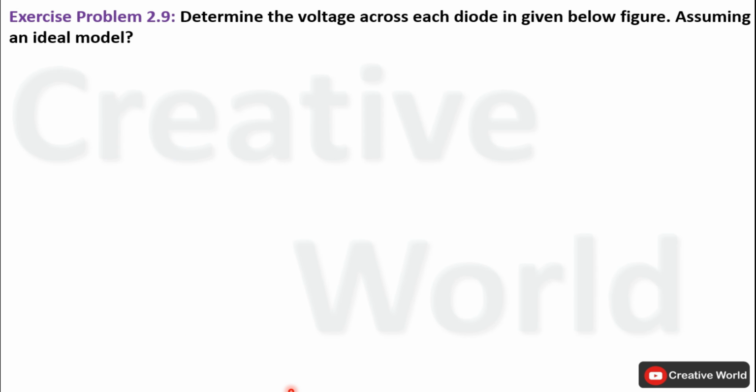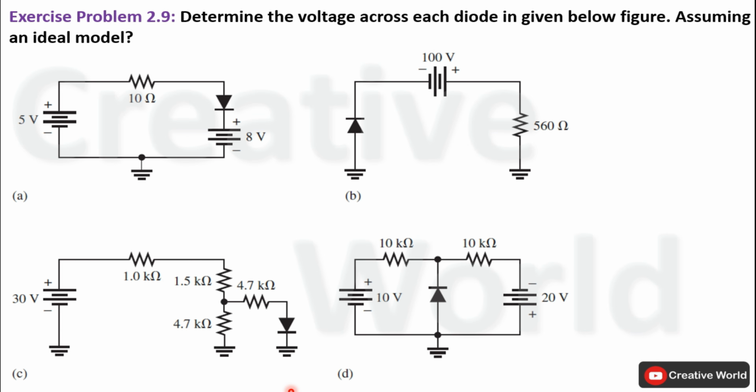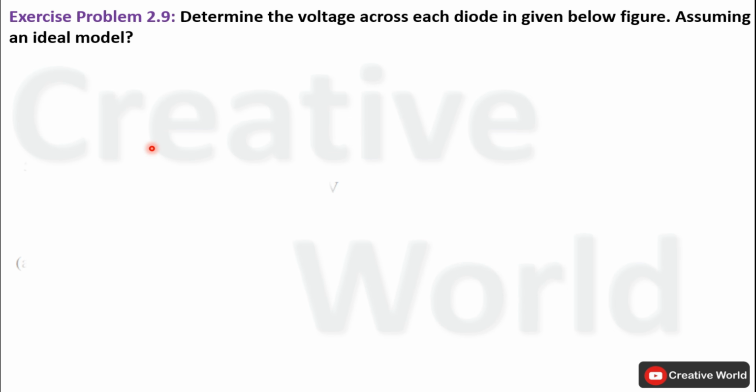Read the scenario, determine the voltage across each diode in the given figure assuming an ideal model. In this figure, a diode is connected in 4 different circuit configurations and we have to find the voltage across this diode in each configuration while considering the ideal model of diode. So we will start from this first configuration.